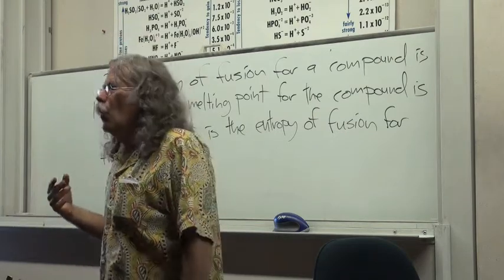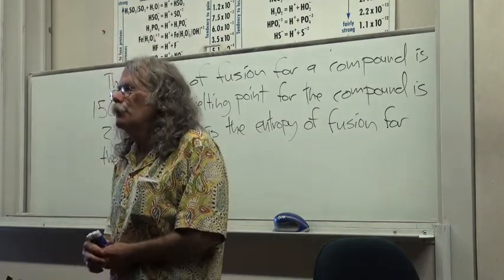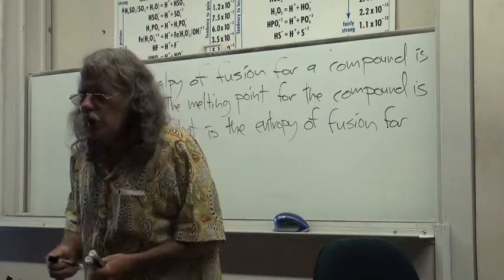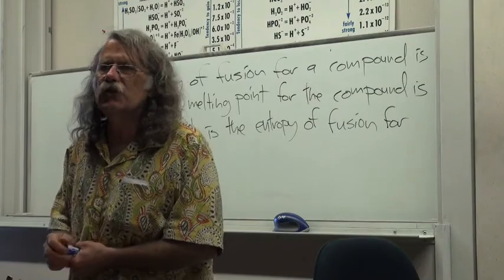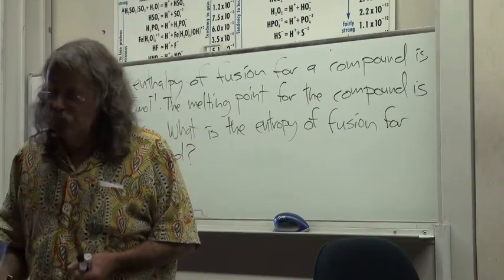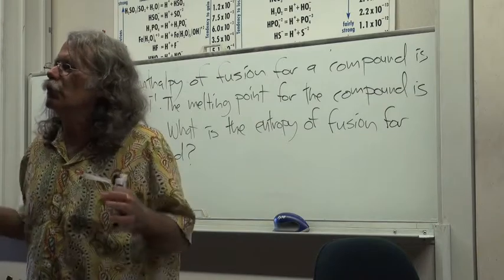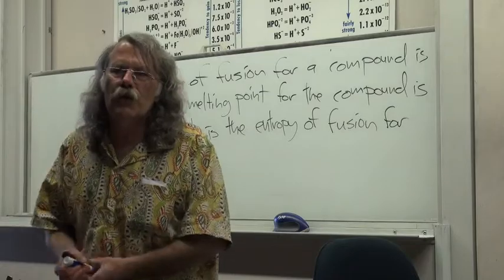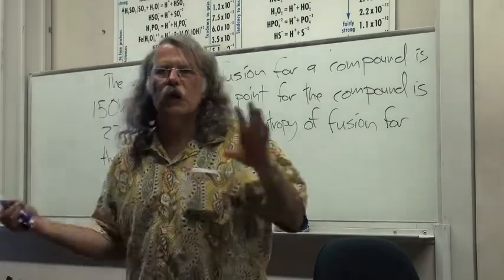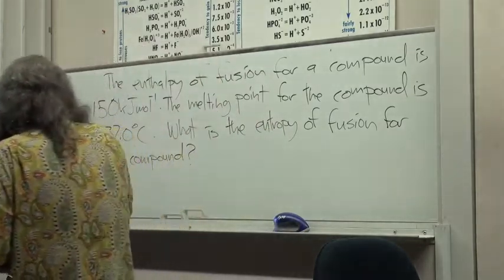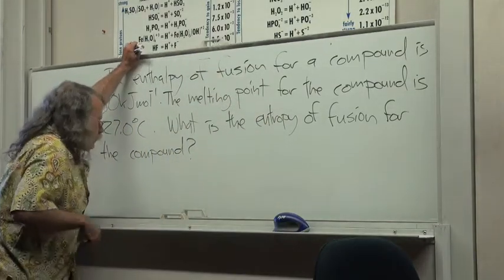Now, since it's an equilibrium process, what do we know? What is the free energy, delta G, for every equilibrium process? It's equal to 0. When we reach equilibrium, there is no further driving force. Remember Le Chatelier and all that other good stuff?